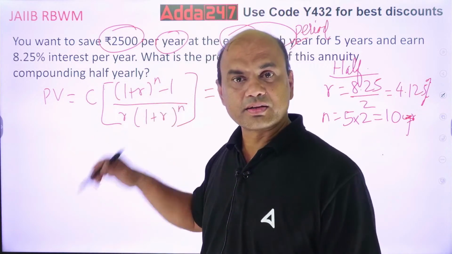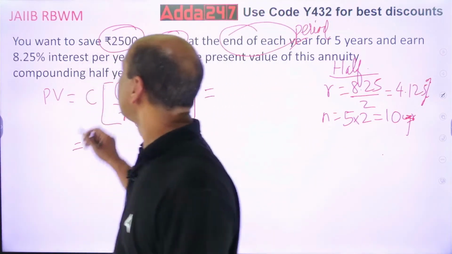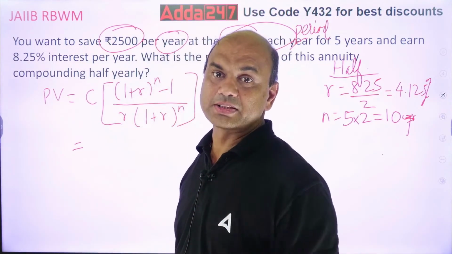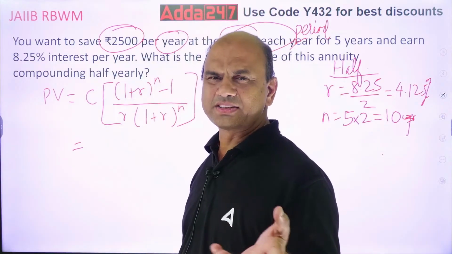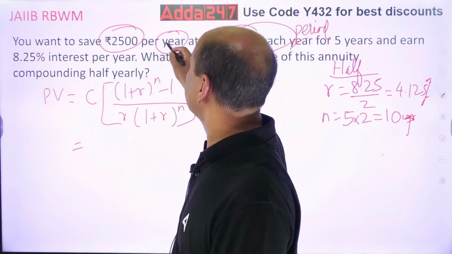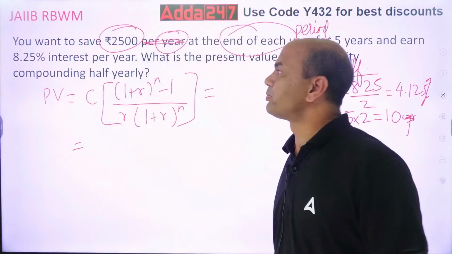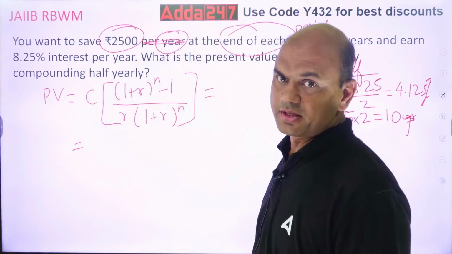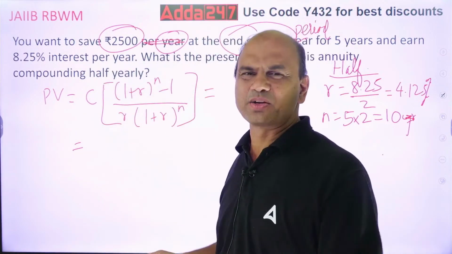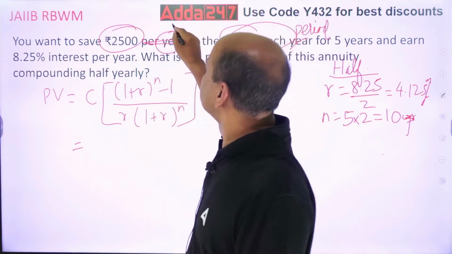So write everything. What is given? Let's write it below. C. What is C? Per year I want to save 2500. So half year how much will I save? I'll say 1250. Divide this also by 2. Actually, in exam if it is given that I want to save only this much per 6 months, not per year, or per period, then you have to directly take 6 months. Let's take that only. So per 6 months.